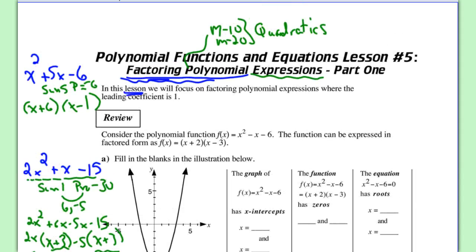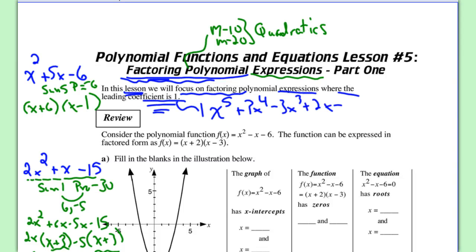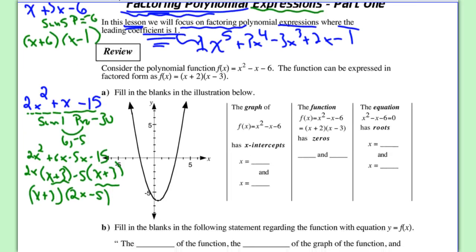In this particular lesson, we'll focus on factoring polynomial expressions where the leading coefficient is 1. So what they're saying here is we're going to factor things that have, for example, a 1x to the 5 plus 3x to the 4 minus 3x cubed plus 2x minus 1. What if we factored that? But as long as the lead coefficient of the highest degree term is a 1, how will we factor those things?